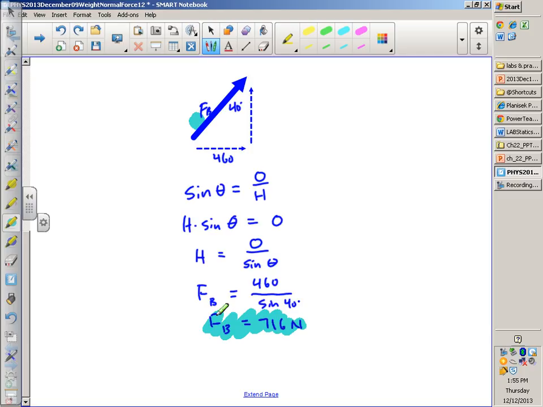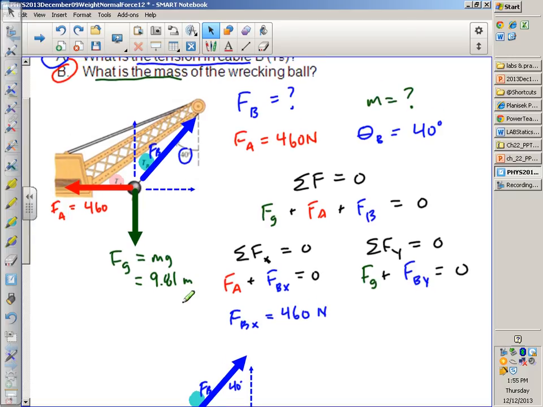All right. Does that make sense? We okay there? Questions? All right. Are we done with this problem, though? Not done with this problem. If we go back up to our original drawing, it also asked us to find the mass.